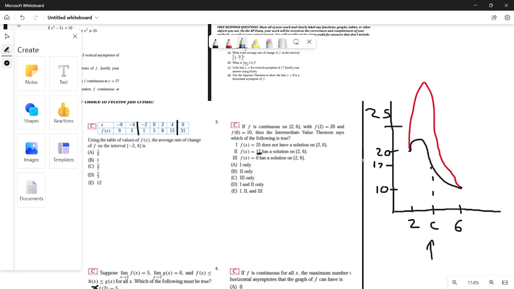Which of the following is true? Yes, it's possible that you could have something like this. However, it's 1 and 2. Wait, what? 25 does not have a solution on 2 to 6, but it can have a solution. So it's not true that it doesn't have a solution. Yes, it does have a solution. So this is incorrect. So it's not 3, it's 2 only, because it can have a solution.